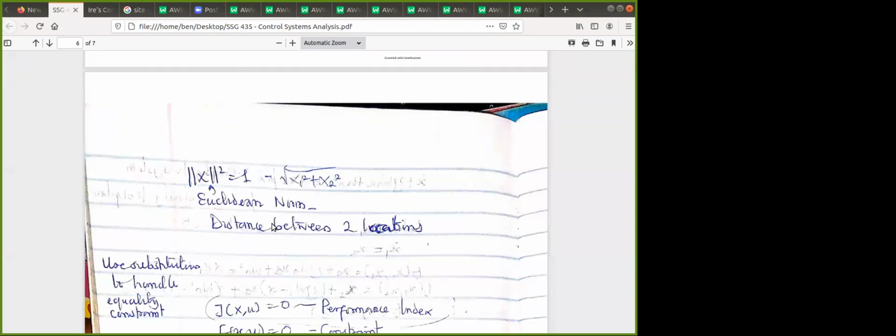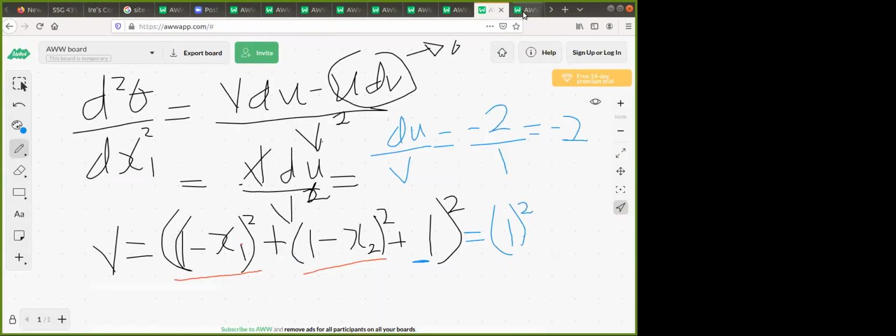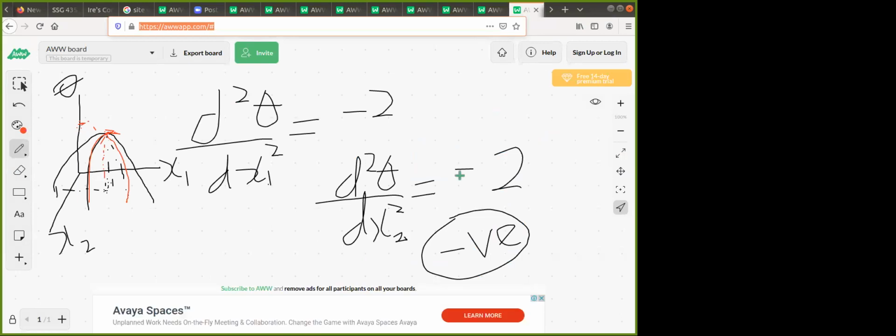Like for the example that I just finished now, it's because if you do the theta squared of x1 squared and the theta squared of x2 squared, it will give us minus two. Both will give us minus two. That means that is a maximum graph. That's why the graph is like that.